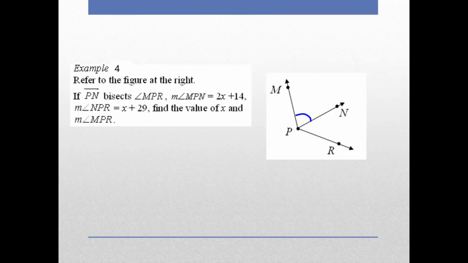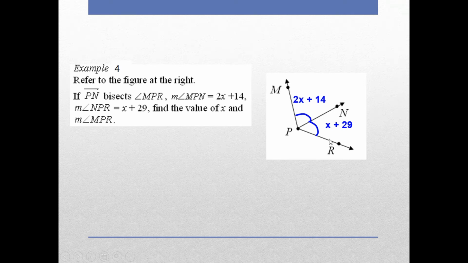One more example here. It tells you that PN bisects angle MPR. So that means that angle MPN and angle NPR are congruent. So the first thing I would do is add those arcs in there. Then the next thing to do would be to add the given information. Angle MPN is 2x plus 14. NPR is x plus 29.